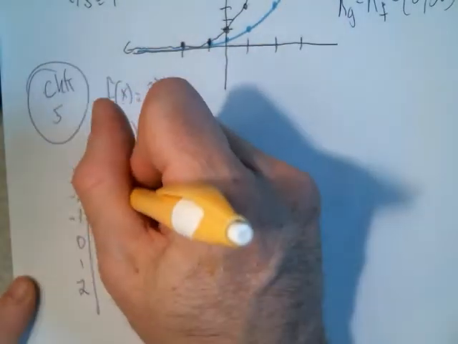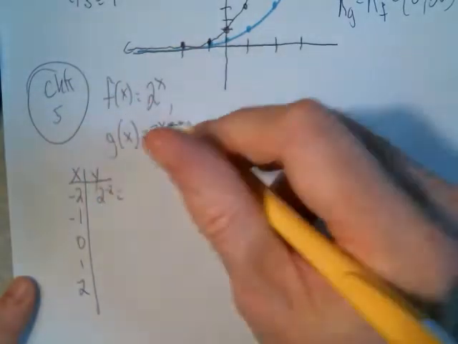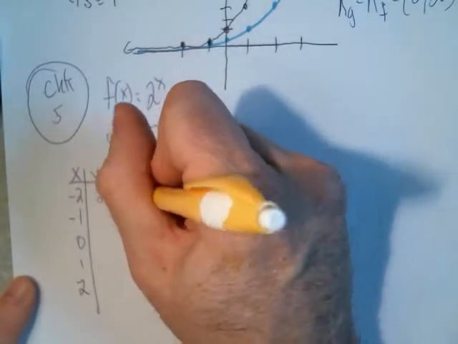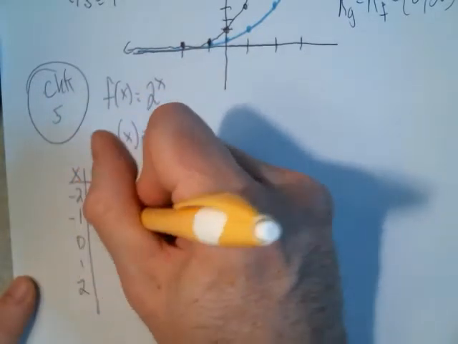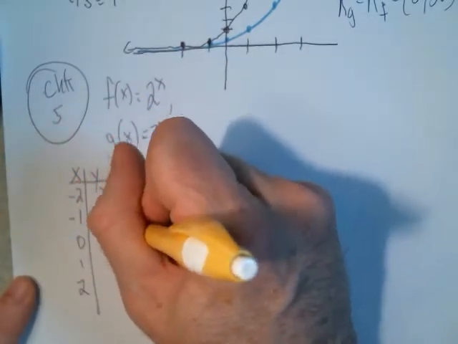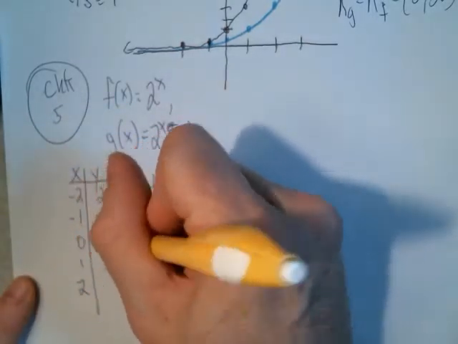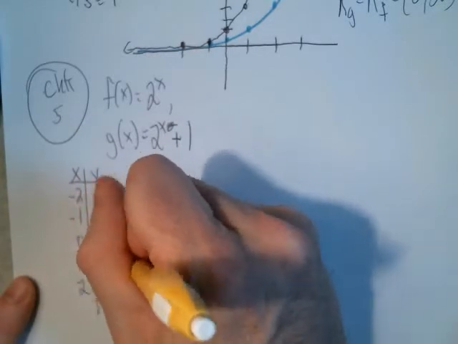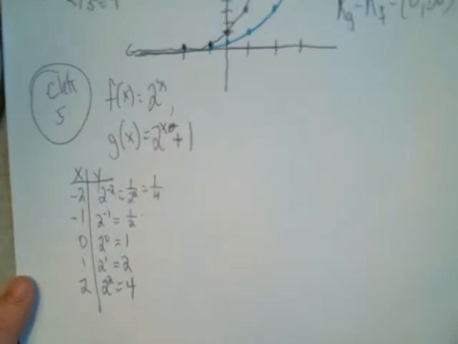Plug those values into our expression. So 2 to the negative 2, and then use exponent rules, is the same as 1 over 2 squared. In other words, 1/4. 2 to the negative 1 is the same as 1 over 2. And then 2 to the 0 is the same as 1. And then 2 to the 1 is the same as 2. 2 to the 2 is the same as 4.